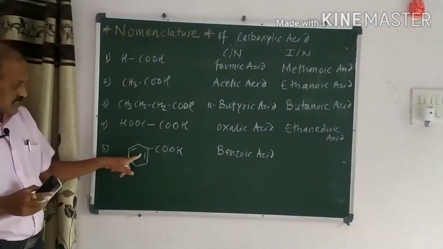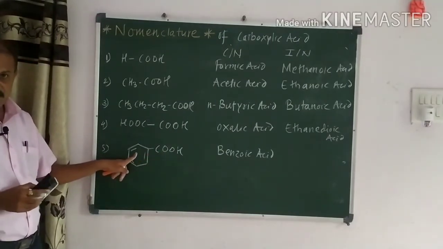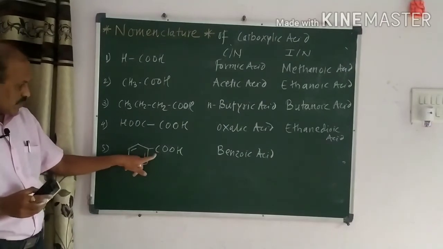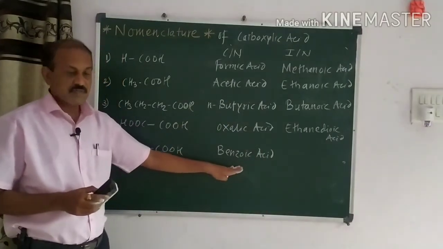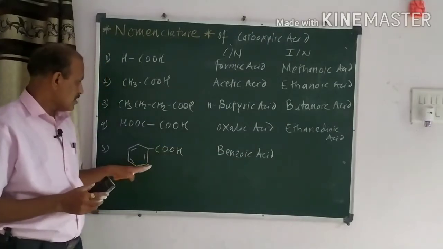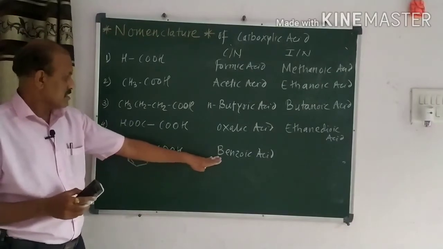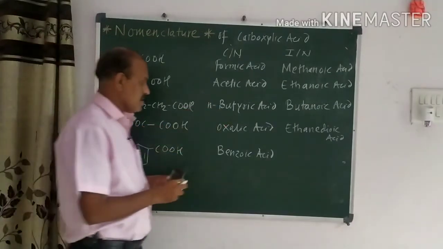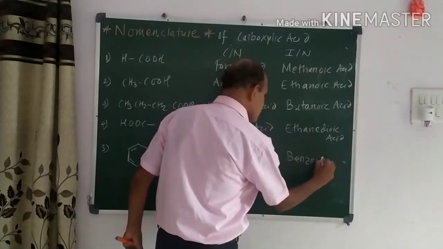Then next one is where the COOH group is directly attached to the alicyclic compound, and the name of this is benzoic acid. Here one thing is also important, the same name we have to observe in case of the IUPAC system. So the name of this is the same, that is benzoic acid.